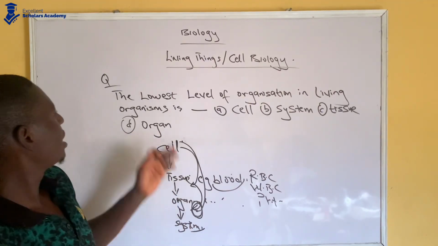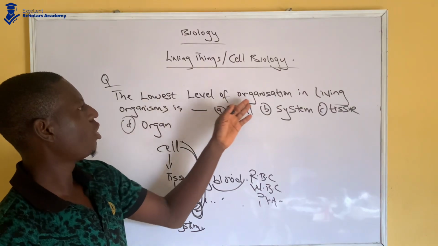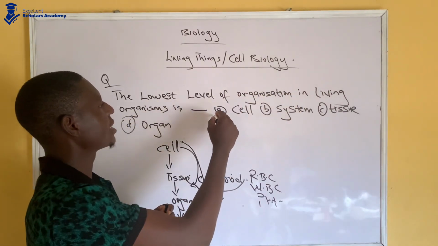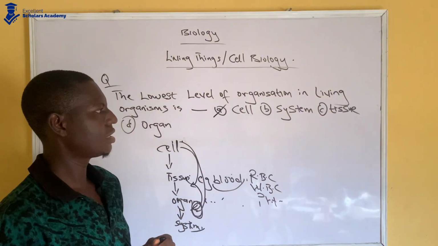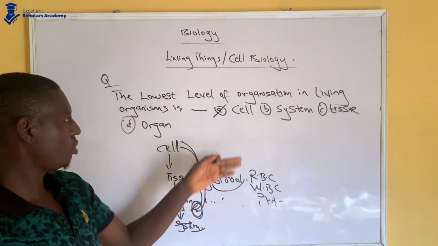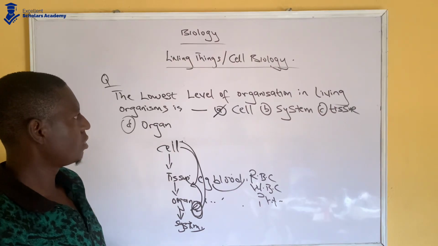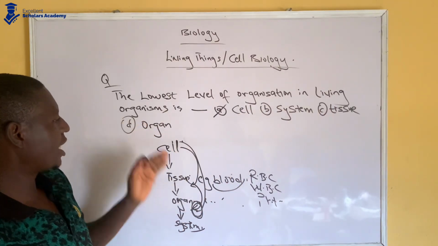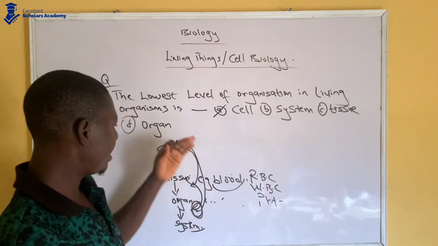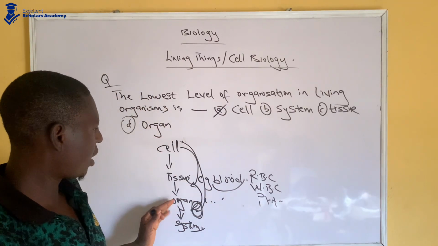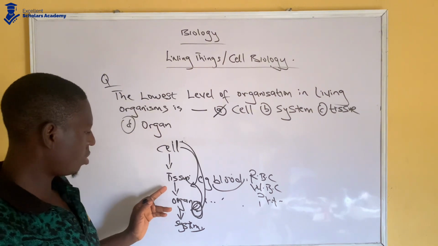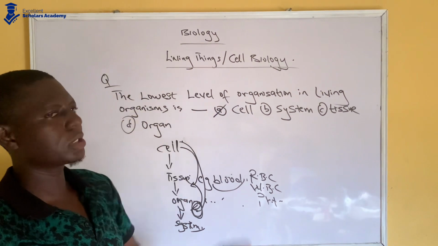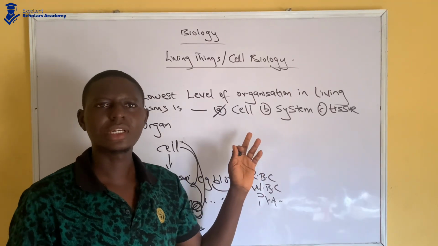So the question says, the lowest level of organization in a living organism is dash. The correct answer here is cell. Cell is the basic unit of life. So you have B, system, tissue, and organ. But in case you are asked to arrange it, this is the arrangement: cell, tissue, organ, and system. So cell, once more, is the correct option.